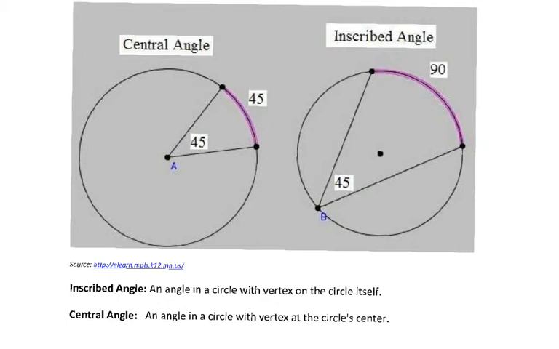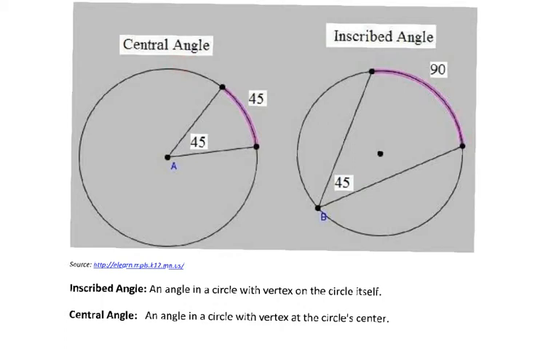The last two vocabulary words in this video are central angle and inscribed angle. So these are angles inside of the circle. For a central angle, the vertex is at the center, and for an inscribed angle, the vertex of the angle is on the circle itself. And so there is a pattern that these follow every single time.